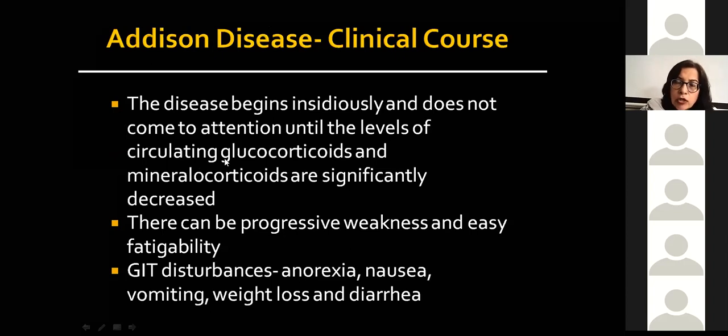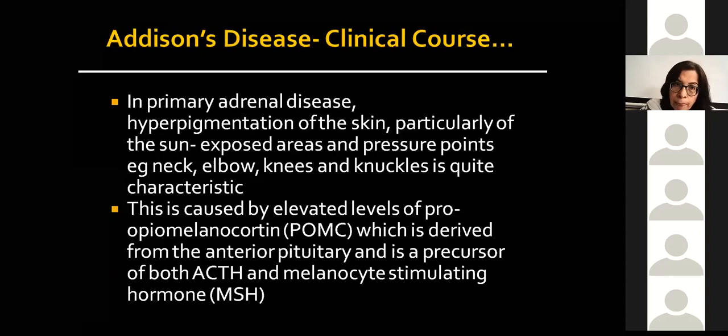The clinical course: the disease begins insidiously and does not come to attention until the levels of circulating glucocorticoids and mineralocorticoids are significantly decreased. Slow progression of the disease is insidious in nature. There can be progressive weakness, easy fatigability, GIT disturbances, anorexia, nausea, vomiting, weight loss, diarrhea. In primary adrenal disease, there is hyperpigmentation of the skin.